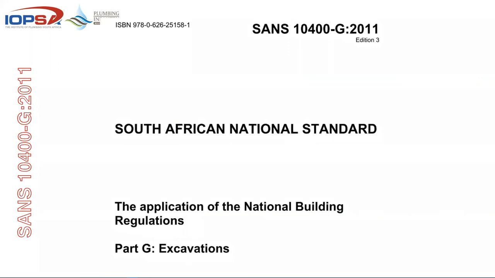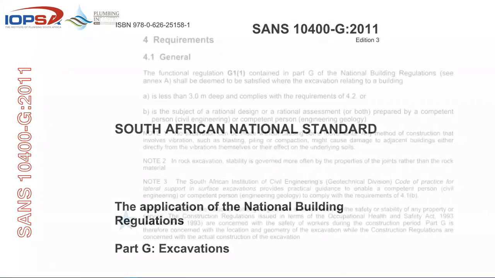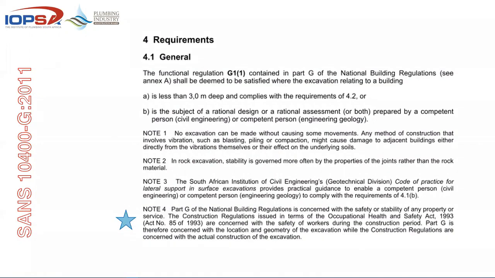Excavations, not necessarily 100% SANS 10400 Part G applicable to contractors, but you'll see that the lawmakers have actually accommodated for that in the actual requirements of this document. So you'll see, as far as building is concerned, that there is work done on site that is exempted or that is dealt with by specific professionals. I would like us to go down to note 4, because that would be applicable to what we as plumbers do. Part G of the National Building Regulations is concerned with the safety or the stability of any property or service.